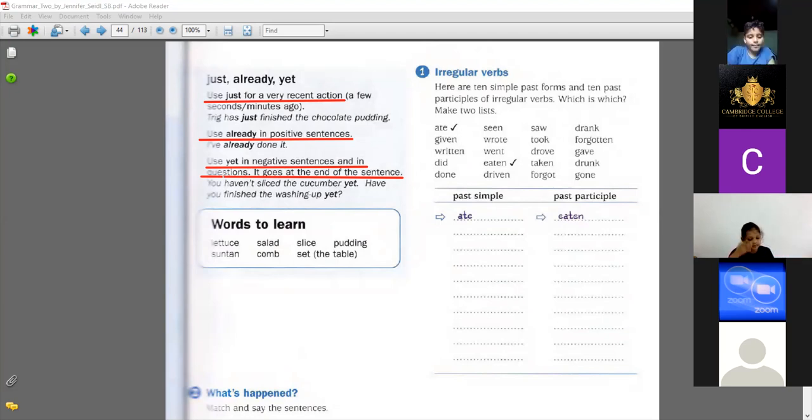Next one, question form. Have you finished? In the question form, the word yet also comes at the end of the sentence. We always need to remember this. Can you understand? Yes teacher.